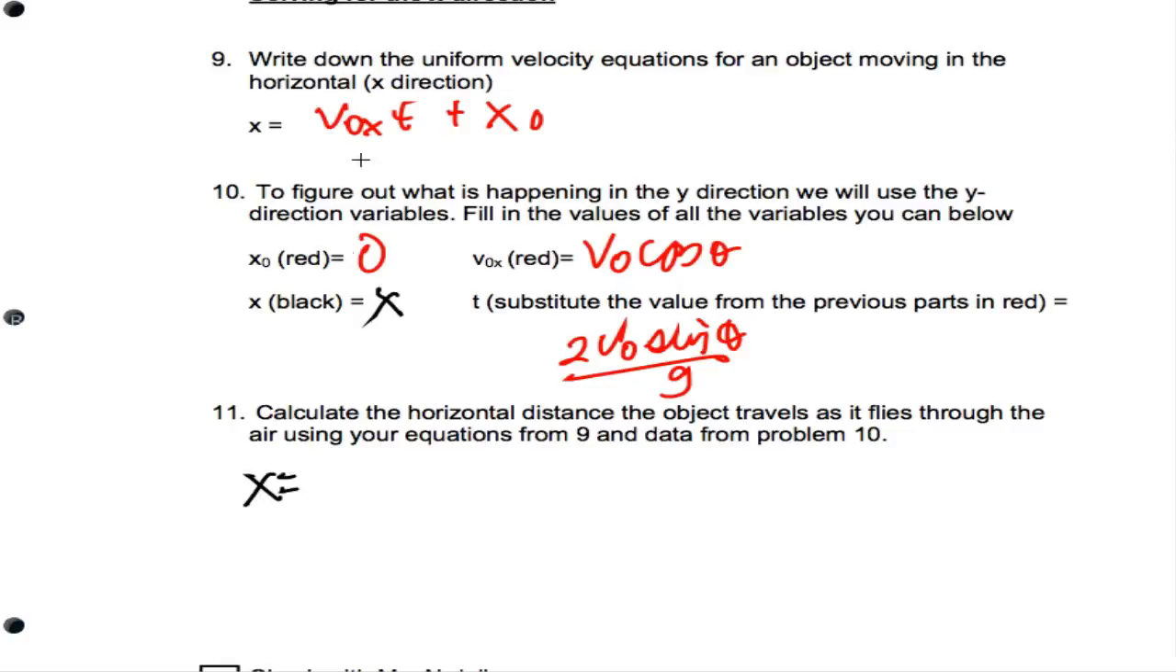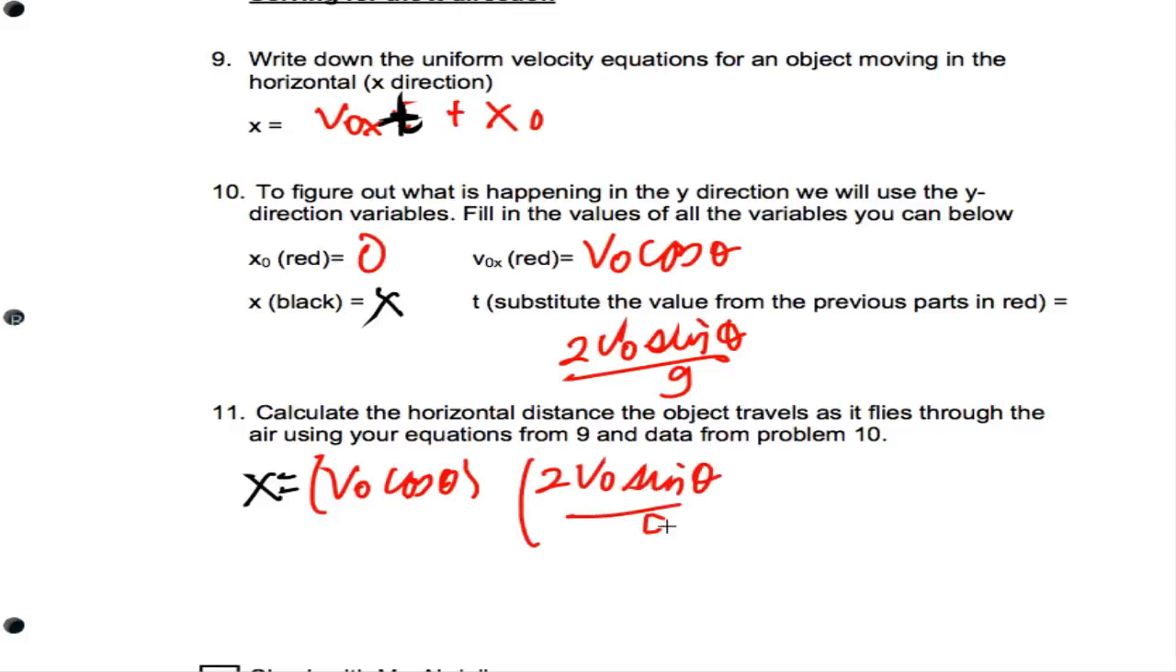So now let's actually substitute. So x equals, and you know what, I should have been more careful about this. This here should be a black t because we don't know what it is. So x equals, here we go, v naught in the x direction, v naught cos theta times t, which is 2 v naught sine theta over g, plus 0. So here's the deal. So again, this is v naught x, and this is t.